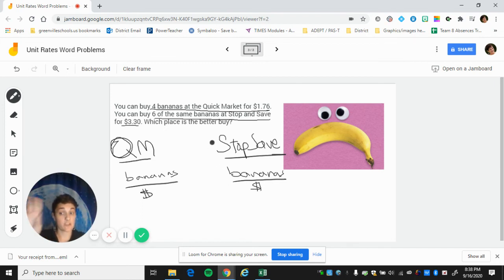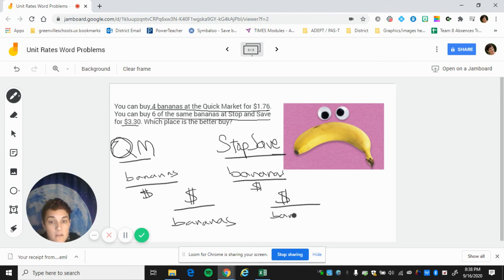Now, the interesting thing is, and this is where you can decide how you want to do it, you could do dollars over bananas. You have to do it the same. You have to make the same kind of unit rate so that you can compare them. You could do, for the Quick Market, $1.76 per 4 bananas, and then turn that into a unit rate to find out how much 1 banana costs.